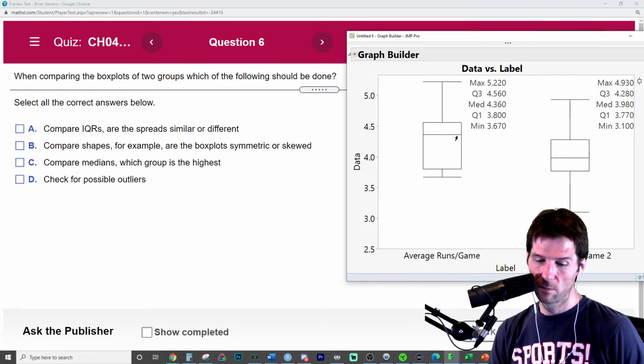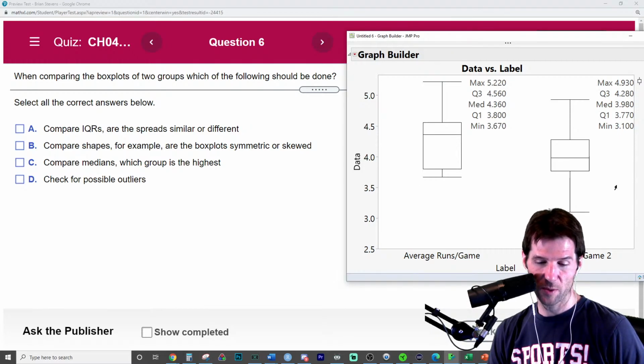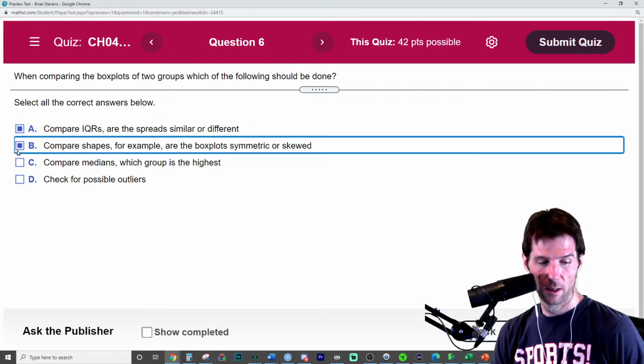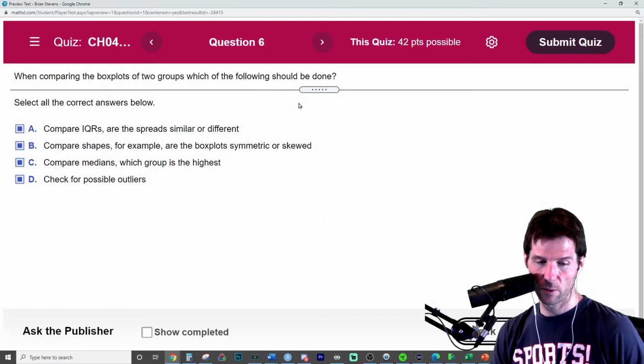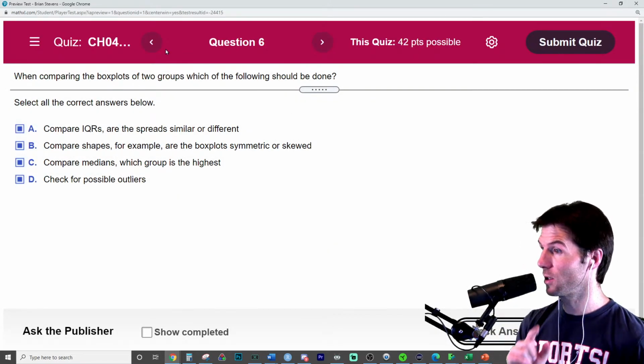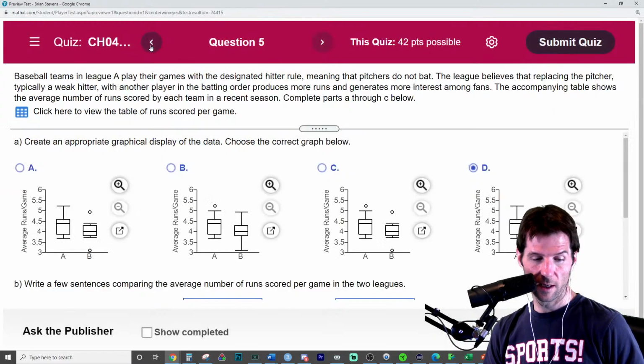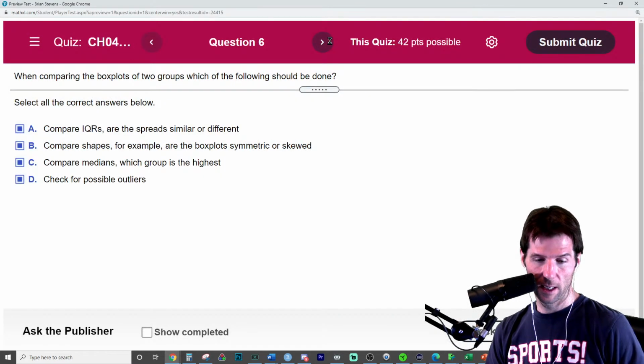Compare the medians. Oh, yeah, the median is higher for this one. Check for possible outliers. There are no possible outliers. Boom. There we go. Gotta check that one. That's good stuff right there. That's what we should do, and that's what you should do on your visualization number 3 right here. Some Viz 3 help.